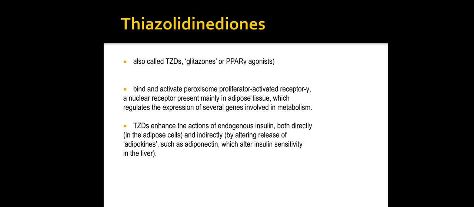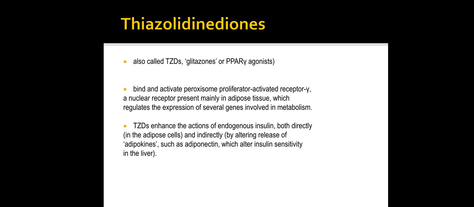The next group is thiazolidinediones. These are also called TZDs or glitazones or PPAR gamma agonists. These bind and activate the peroxisome proliferator activated receptor gamma, that's PPAR gamma, which is a nuclear receptor present mainly in the adipose tissue, which regulates the expression of several genes involved in metabolism. Glitazones are also basically insulin sensitizers. They don't produce hyperinsulinemia, but they increase the peripheral utilization of the available insulin, and thus bring about a lower blood sugar level.